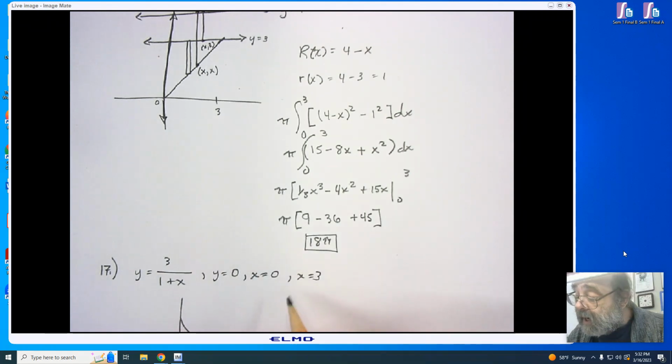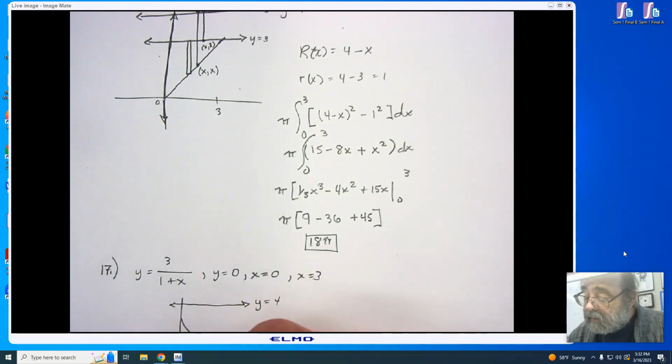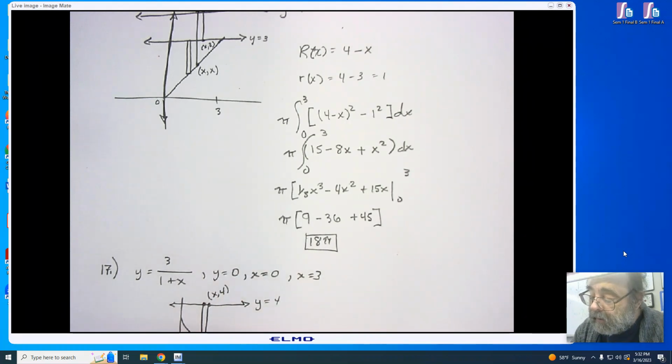As x grows and grows, the function gets closer and closer to zero. I am looking at rotating around the line y equals 4. That's up here still. So here's my representative x. I have a big R and I have a little r. This top value is x comma 4. The value down here is x comma 0. The value here is x comma 3 over 1 plus x. So I have my big R of x, and that's 4 minus 0, which is just 4.